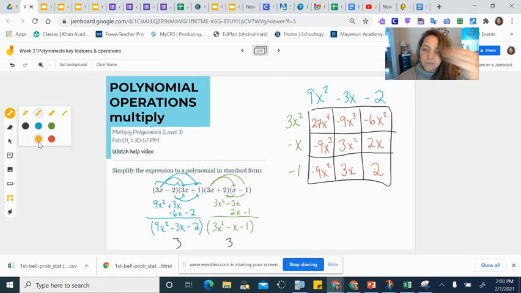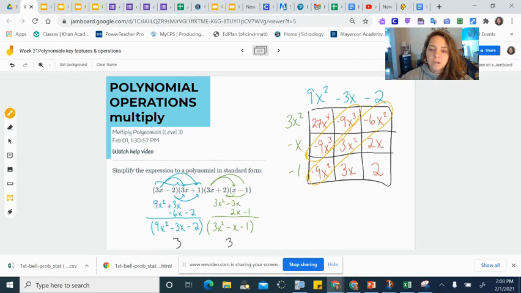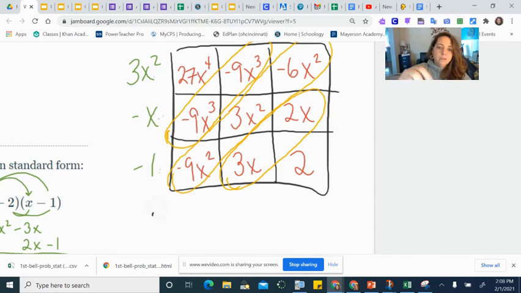All right, so now any like terms that we can possibly have are going to be in little diagonals. So these little guys, see how all the squares are nice and lined up? All the plain old x terms are nice and lined up. 27x to the 4th. Now I've got to add together. When I say combine like terms, remember we don't change the exponents when we're adding and subtracting, we just change the coefficients. So -9 plus -9x cubed. I borrowed $9. I borrowed another $9. I have borrowed $18.